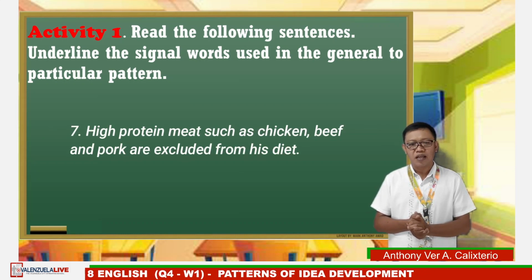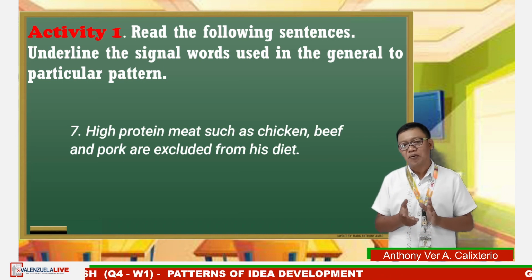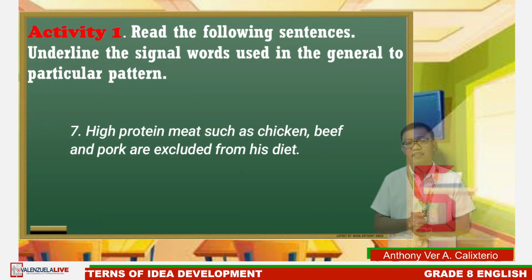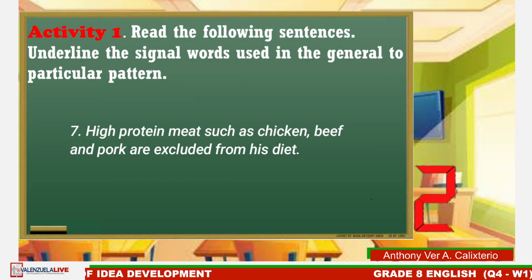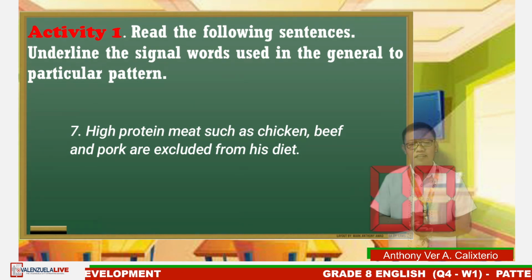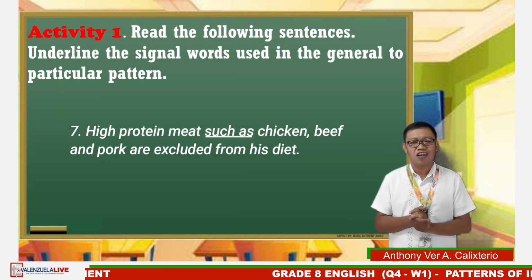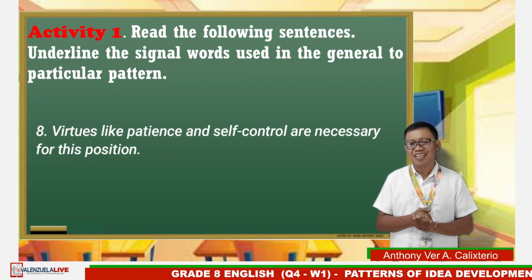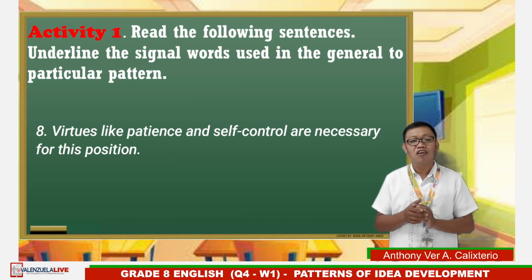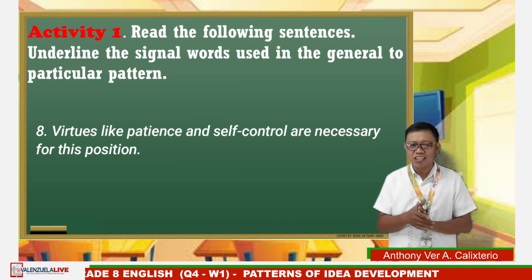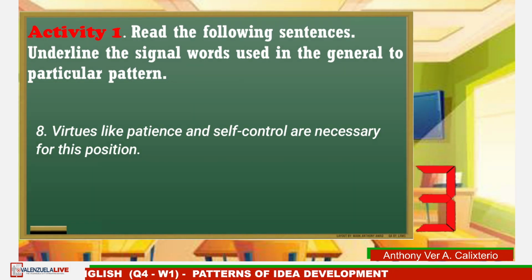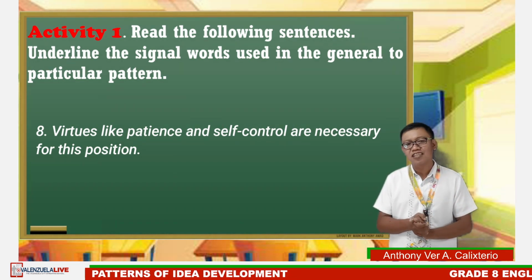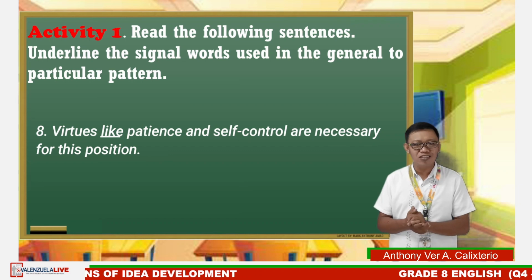Number 7. High protein meats such as chicken, beef, and pork are excluded from his diet. The answer is such as. Number 8. Virtues like patience and self-control are necessary for this position. The answer is the word like.